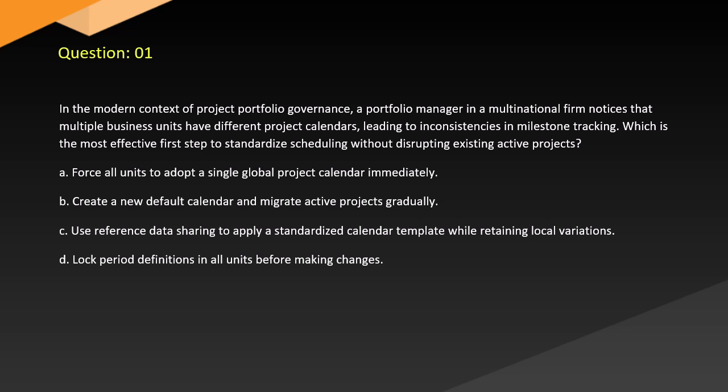Question 1. In a modern context of project portfolio governance, a portfolio manager in a multinational firm notices that multiple business units have different project calendars, leading to inconsistencies in milestone tracking. Which is the most effective first step to standardize scheduling without disrupting existing active projects?